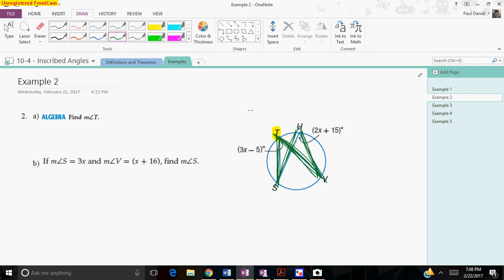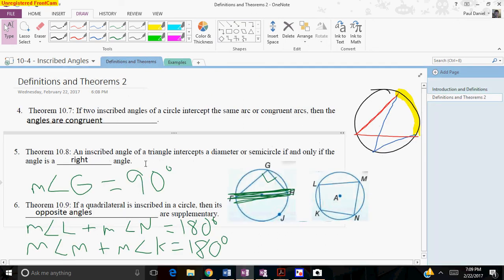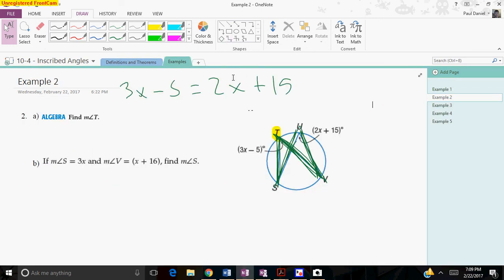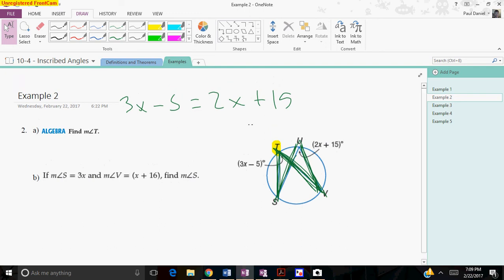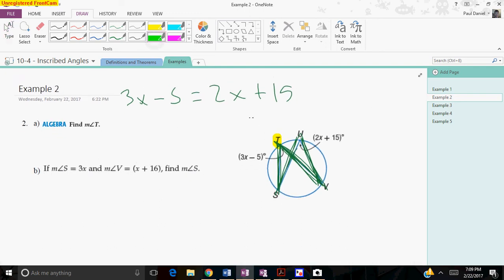They're both given values with x in them. So in this case, that means that 3x minus 5 must equal 2x plus 15. Right? Those two angles must be the same. We have that theorem back here that said that if they intercept the same arc or congruent arcs, then their angles are congruent. So these angles must be congruent. So I'm going to subtract 2x, I'll get x. And when I add 5, I get 20. So x is going to be worth 20. That's the value of x.